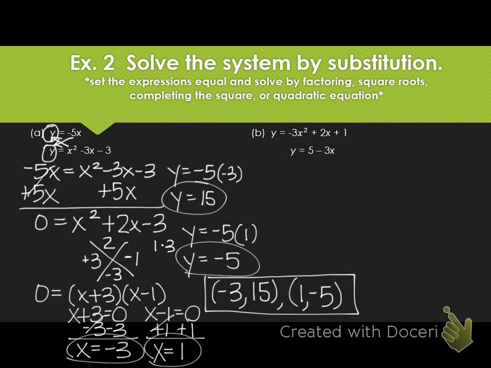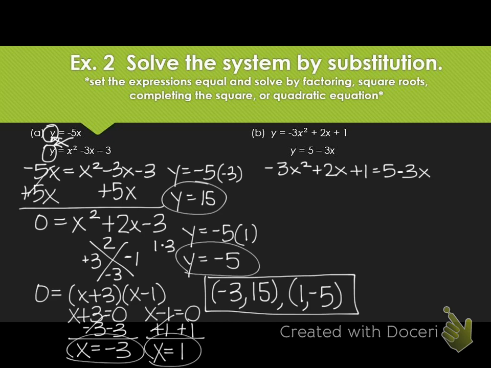Okay, so there's one extra step on these. We have 2 x values, so we have to plug them both in and get our 2 different y values. Look at letter B. Again, we have y equals -3x squared plus 2x plus 1, and y equals 5 minus 3x. If both expressions equal y, then they are what to each other? Equal to each other. So we're going to take -3x squared plus 2x plus 1 and set it equal to 5 minus 3x. All right.